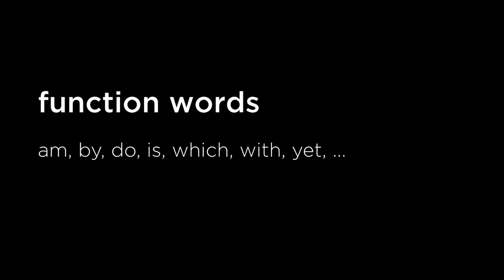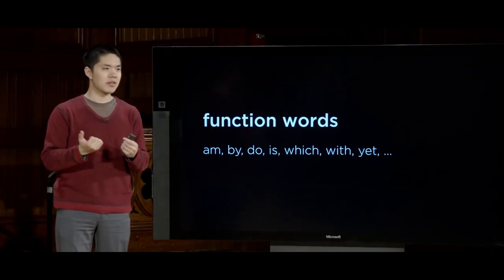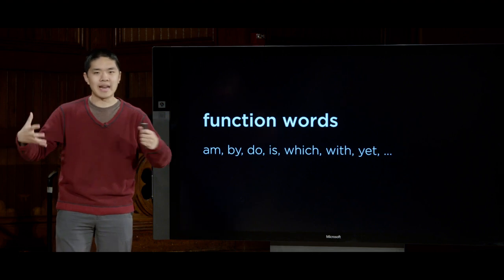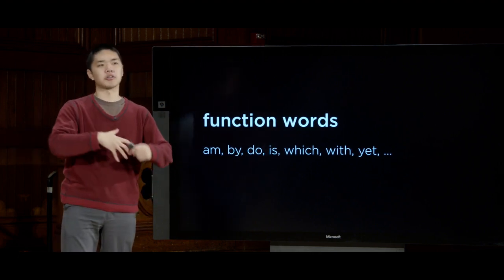These are words like am and by and do and is and which and with and yet. Words that on their own, what do they mean? It's hard to say. They get their meaning from how they connect different parts of the sentence. And these function words are what we might call a closed class of words in a language like English. There's really just some fixed list of function words, and they don't change very often. There's just some list of words that are commonly used to connect other grammatical structures in the language.